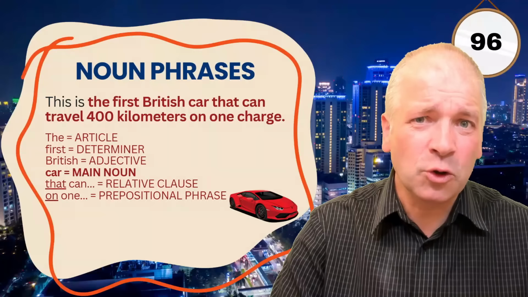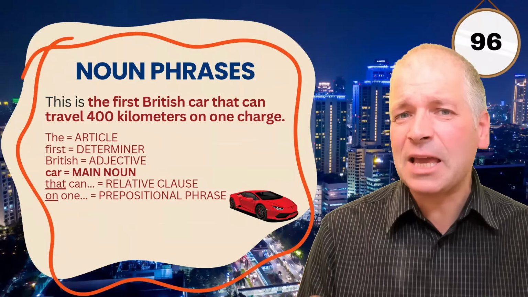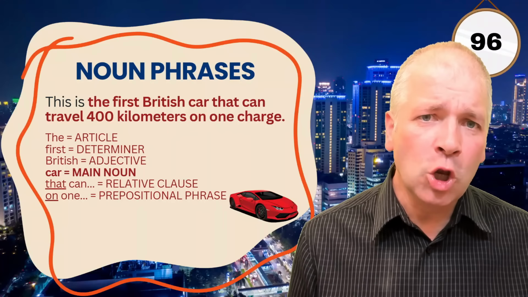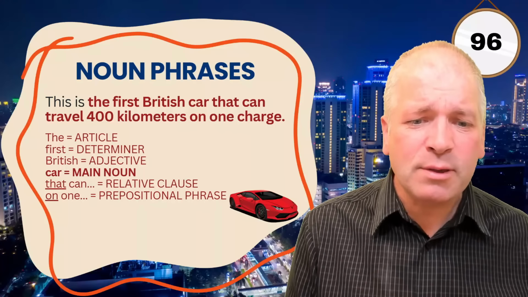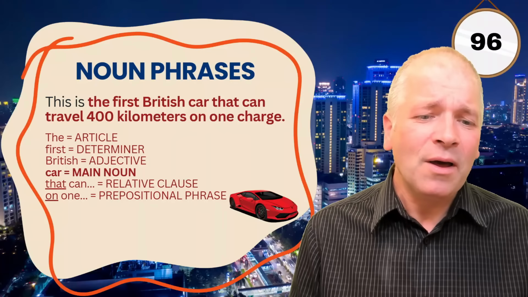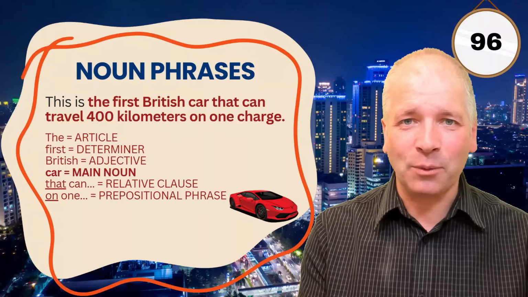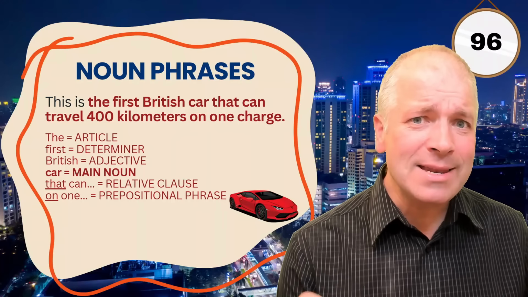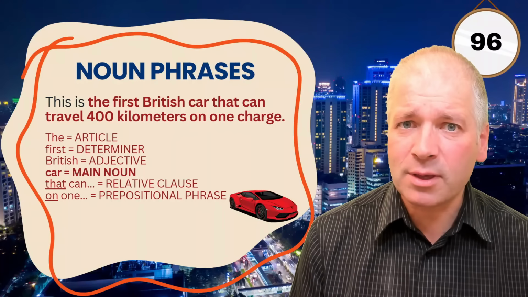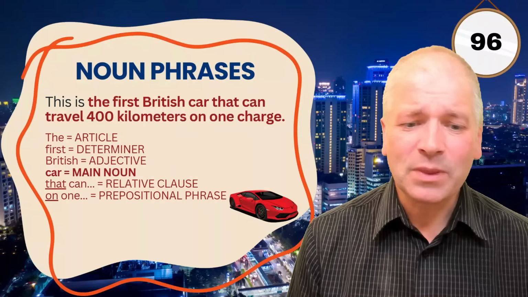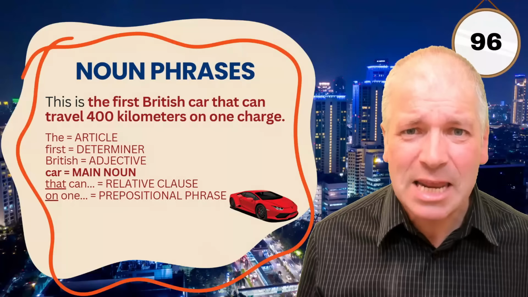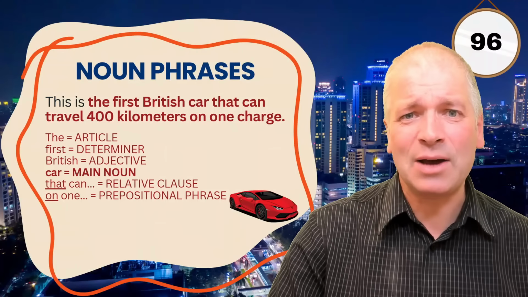Another important rule is to do with the use of noun phrases. To speak or write with advanced English grammar, you have to use noun phrases well. Look at the part in red here. This is the first British car that can travel 400 metres on one charge. Now, the part in red is actually all one noun. It's a noun phrase. We have the main noun car and then other things that describe it. Before the main noun, we can have the article, the determiner, and the adjective. And then afterwards, we can have the relative clause or a prepositional phrase. And we can have as many prepositional phrases attached to the main noun as you like.